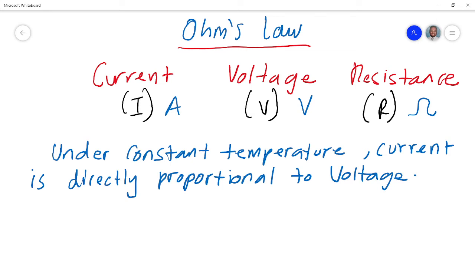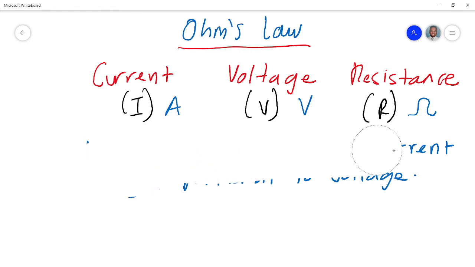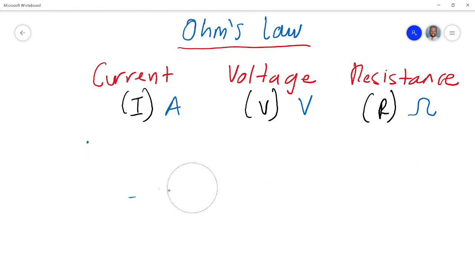So the key point to understand is that you need to have a constant temperature, and when your current is increasing, there is also a proportionate increase in voltage. And that's literally what Ohm's law states. So we now know that in a circuit, you increase your current, your voltage is going to increase. Now let's write down the formula.